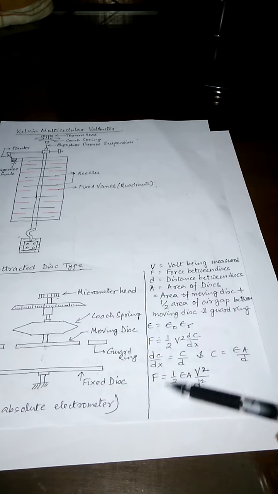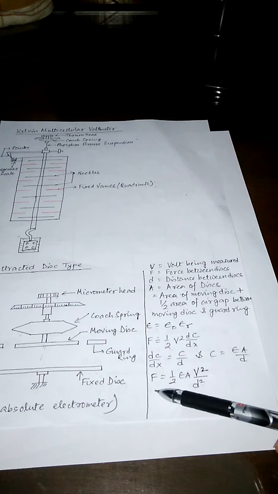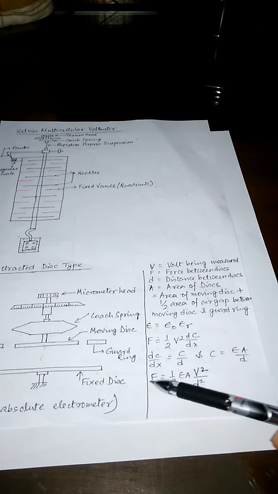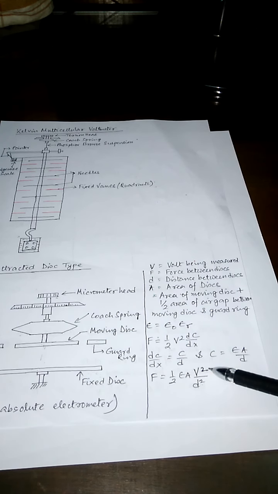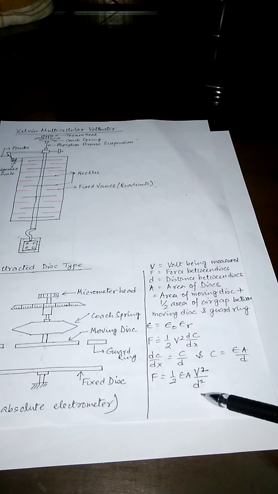Again you can see the force of attraction, for which the deflection occurs, is proportional to the square of the voltage. F equals half V squared dC/dx, and if we put C equal to epsilon A by d and do the derivation, our final outcome is F equals half epsilon A V squared by d squared.